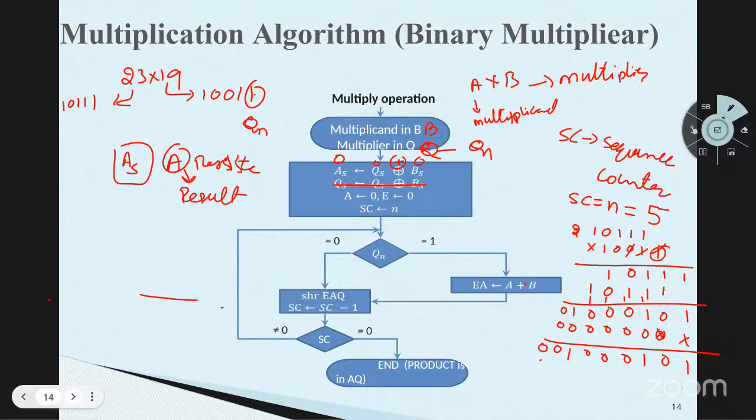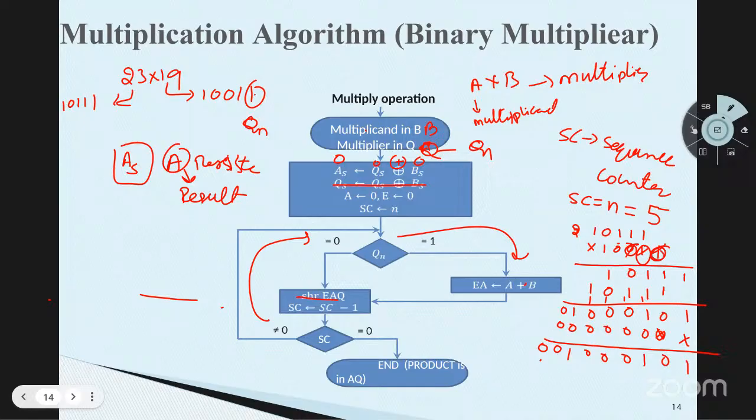Okay, then if SC is not equal to 0, again you can come here. Now you can check the second one. If the second one is 1 or 0, 1 unte again you can come this direction. Then you can again add AB, do the shift right operation, then decrement the counter value. If the counter is not equal to 0, again come here. So this is also over.